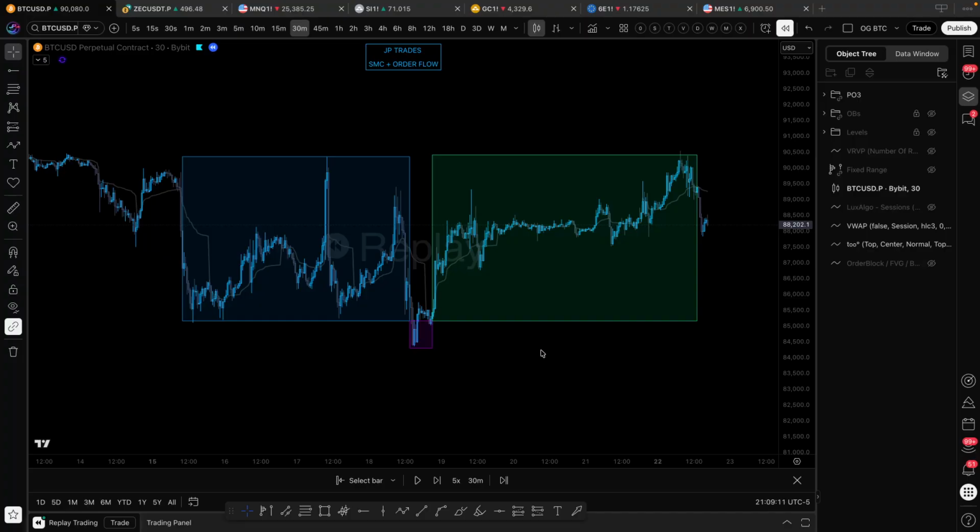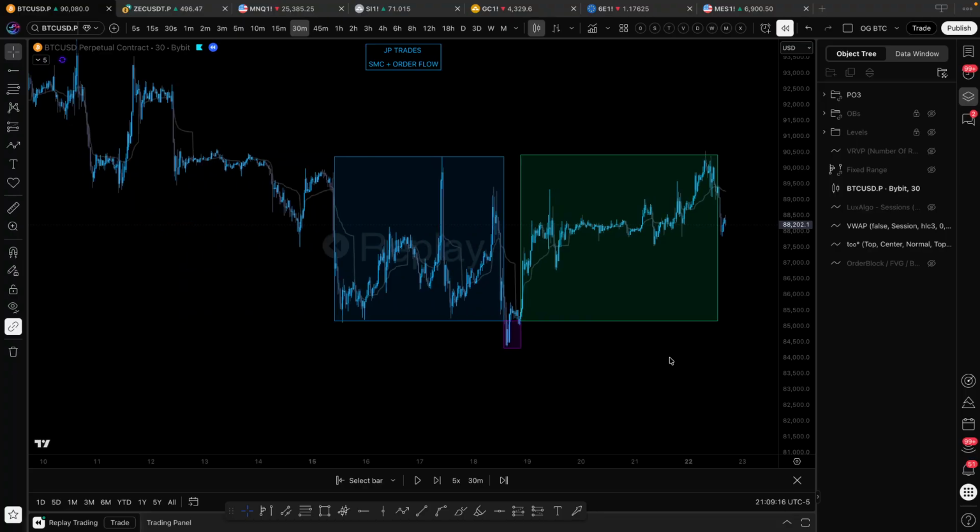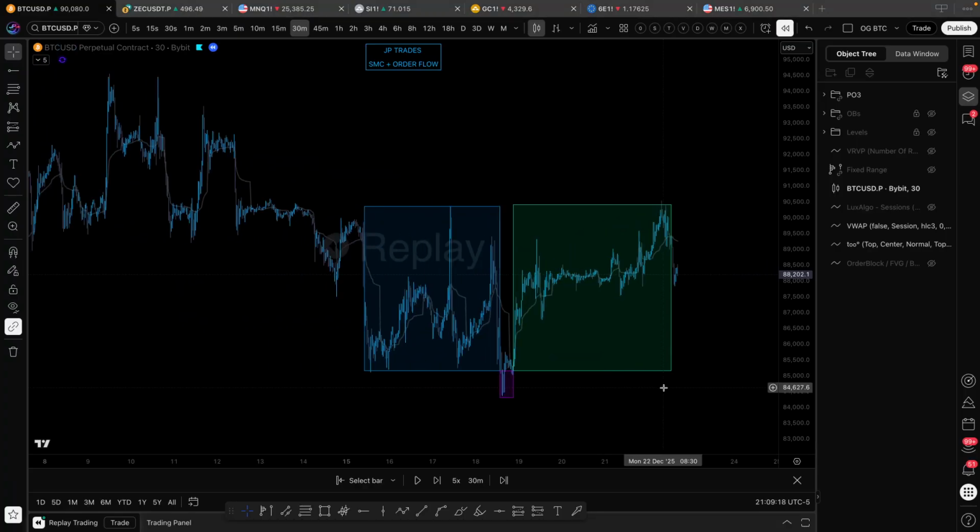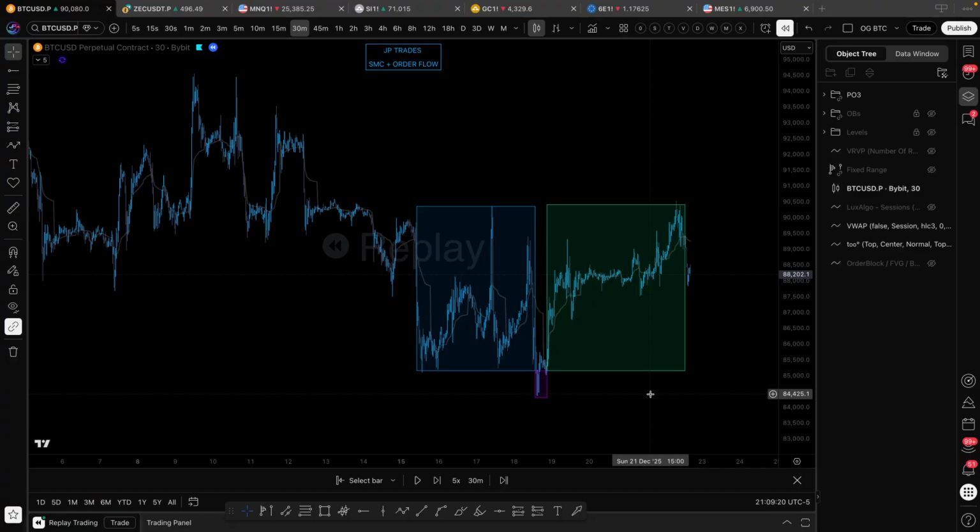But so what were we looking for in this power of three? We're here on the 30-minute time frame. The first thing I wanted to see was my volume on this down leg of structure.